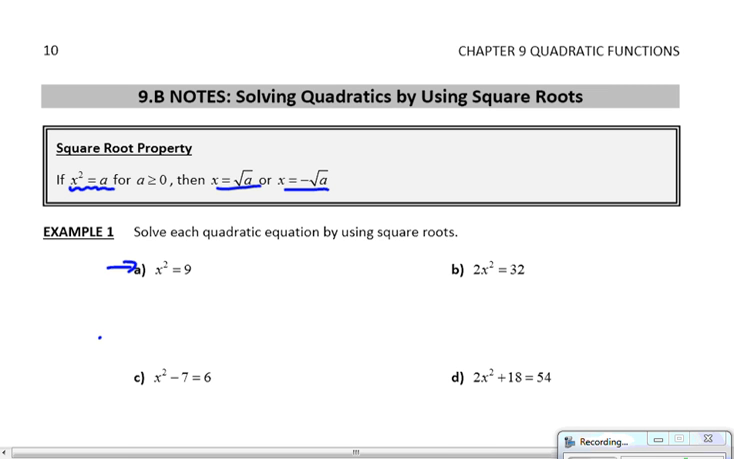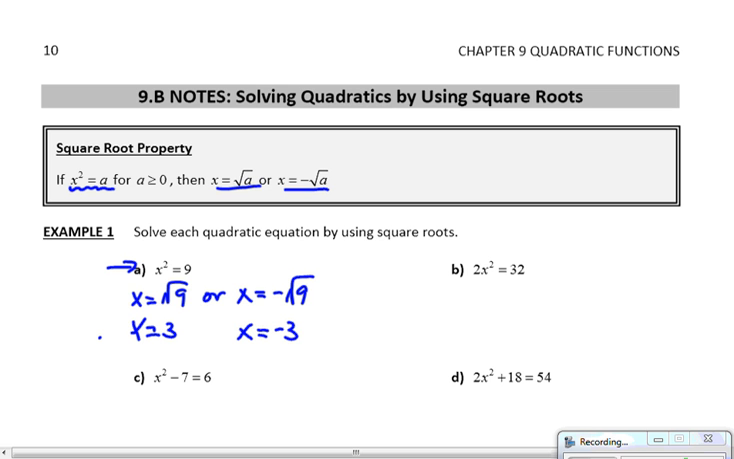So this fits the pattern. x squared is equal to 9. I'm going to take the square root of both sides, and I'm going to say that x is equal to the square root of 9, or x is equal to the negative of the square root of 9. So that means that x is 3, or x is negative 3.